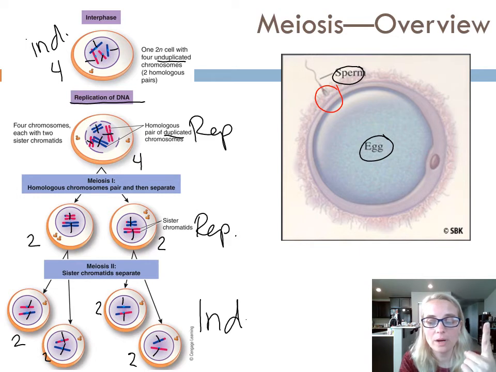So we start off with 1 parent cell, we get 4 daughter cells with half the number of chromosomes, and now these will become our egg and sperm. So that's the overview of meiosis. Now we're going to jump into the details of each of the steps.